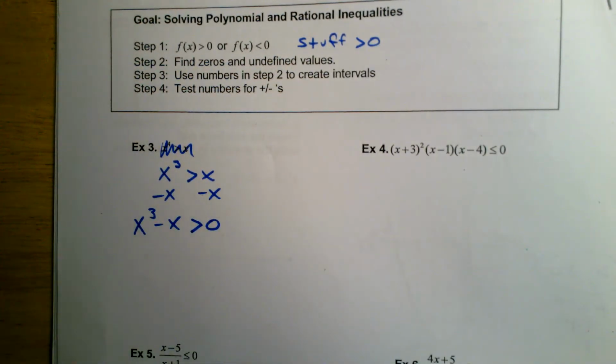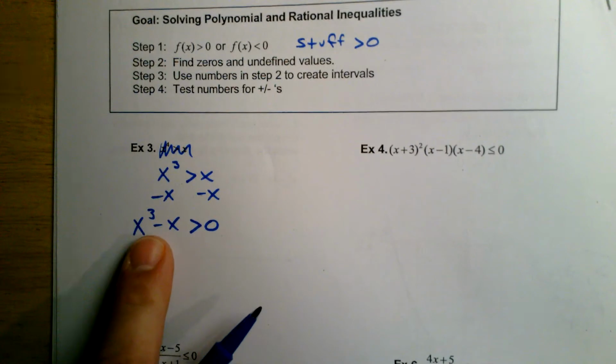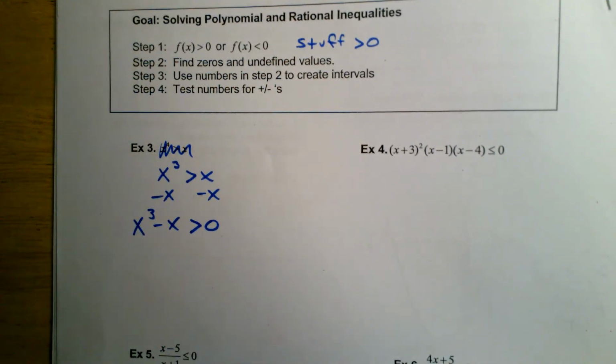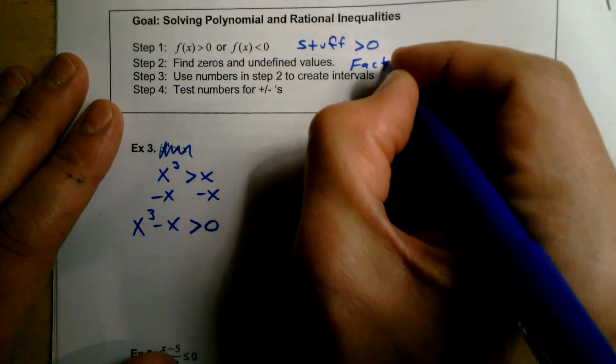Okay. Then we're going to find, step 2 says find the zeros and undefined values. Well, this is a polynomial. There are no undefined values. The undefineds are only for rationals. So I've got to find the zeros, and to find the zeros, I've got to try factoring here.